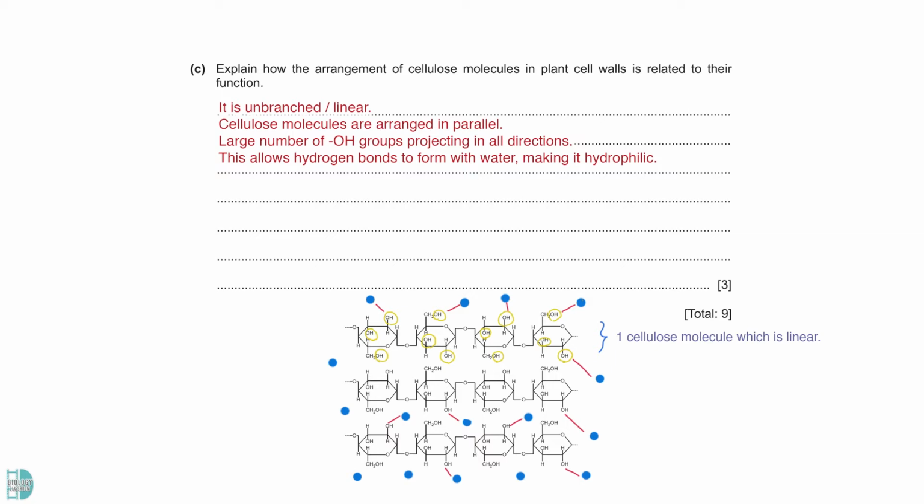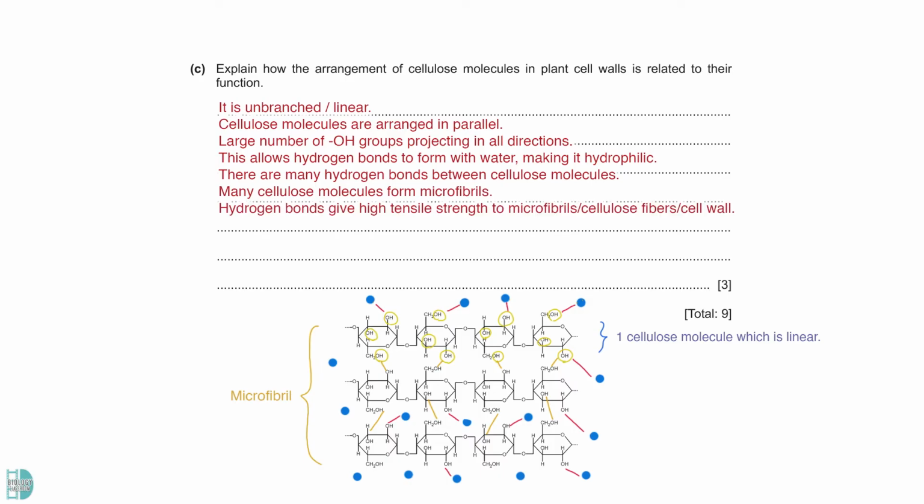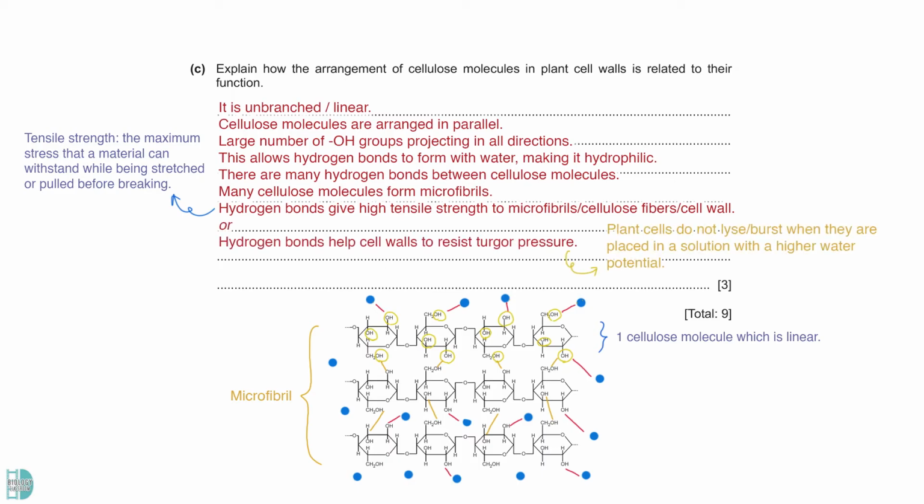They also allow the formation of many hydrogen bonds with cellulose molecules, forming microfibrils. Hydrogen bonds give high tensile strength to microfibrils. This also means that the cellulose fibers formed by the microfibrils, and the cell wall formed by these fibers, have a high tensile strength. Tensile strength is the maximum stress that a material can withstand while being stretched or pulled before breaking. Due to the high tensile strength, cell walls can resist turgor pressure when water enters the cell by osmosis. So, plant cells do not lyse when they are placed in a solution with a higher water potential.